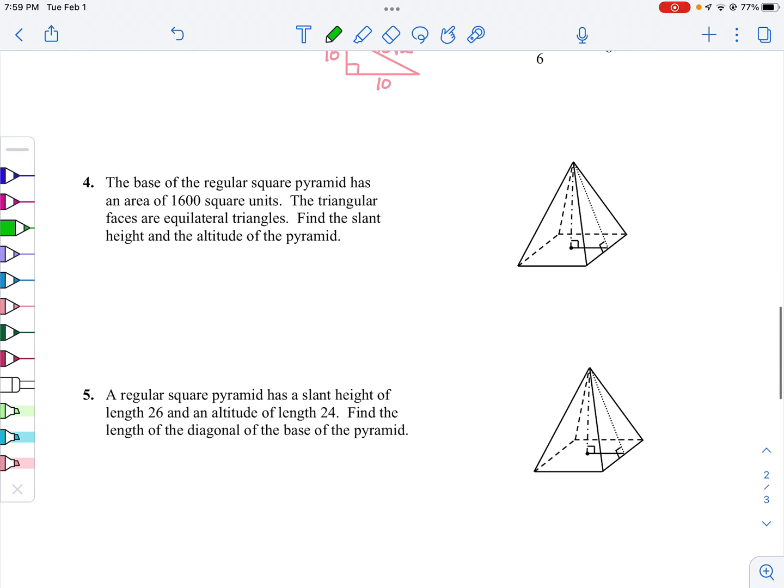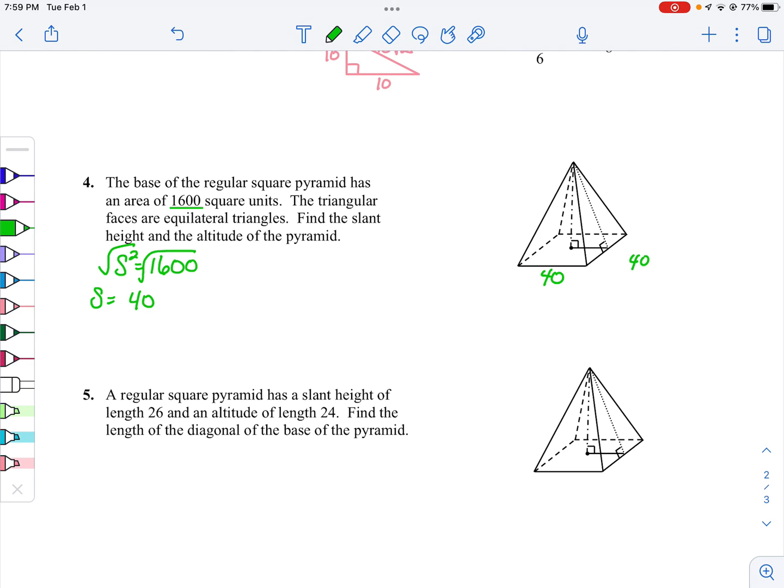Question 4, the base of a regular square pyramid is 1,600 square units. So if my base is a square, my side squared is 1,600. If I take the square root here, that means the side length of my base is 40. So I have this square, 40, 40, all the way around the bottom of my base.